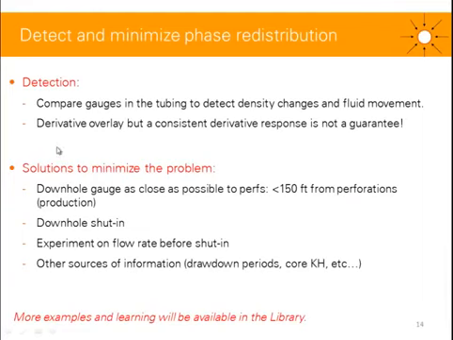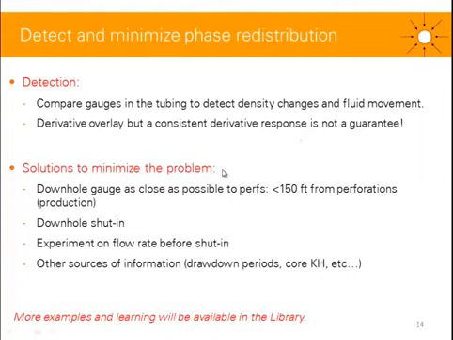Okay, so what can we do to detect phase redistribution? Well, if we've got different gauges in the tubing, you can compare this gauge to detect density changes and fluid movement. That might be the case for exploration and appraisal well. You could do a derivative overlay, but it is important to know that a consistent derivative response is not a guarantee. So if you've got a consistent response on your derivative plot with different PBU, that doesn't mean that you don't have phase redistribution.